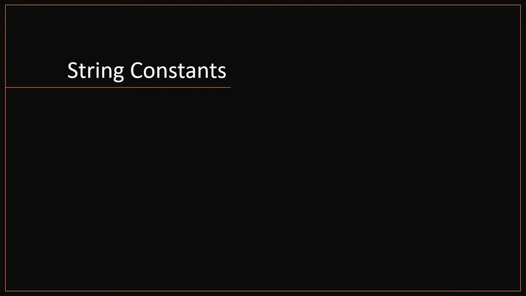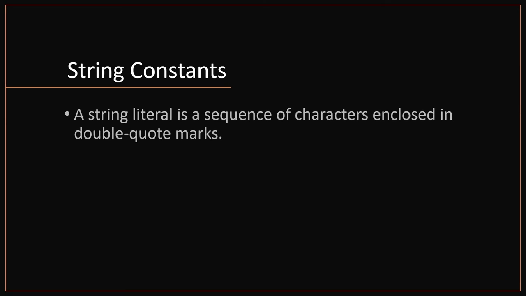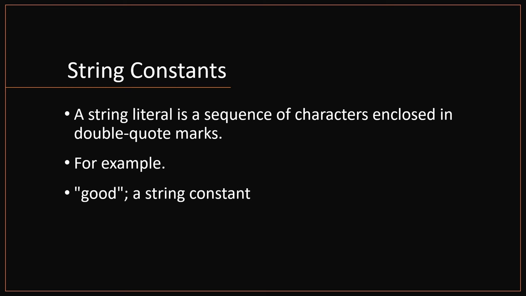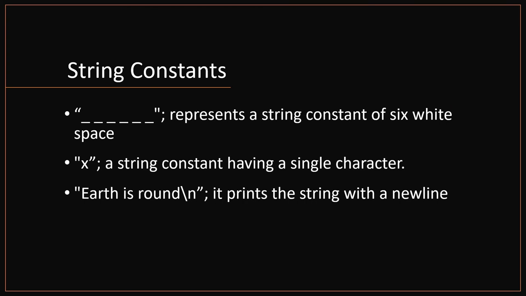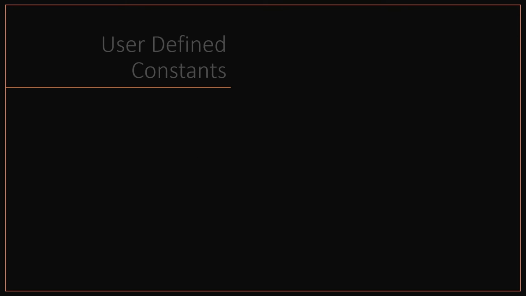And the fifth one is string constants. A string literal is a sequence of characters enclosed in double quote marks. For example, "good" is a string constant. Nothing inside double quotes represents a null string constant. Six spaces inside double quotes represent a string constant of 6 white spaces. "X" is a string constant having a single character. "Earth is round\n" prints the string with a new line.